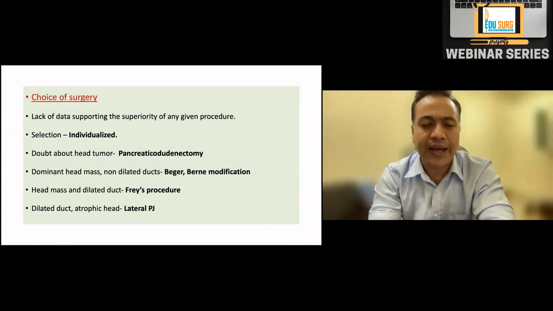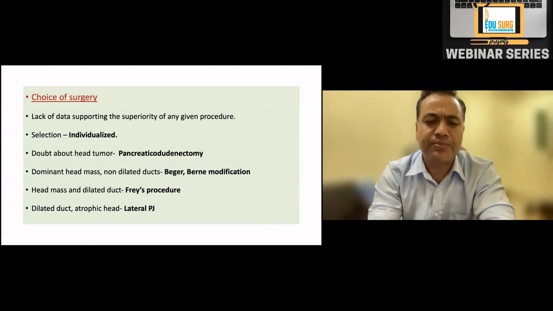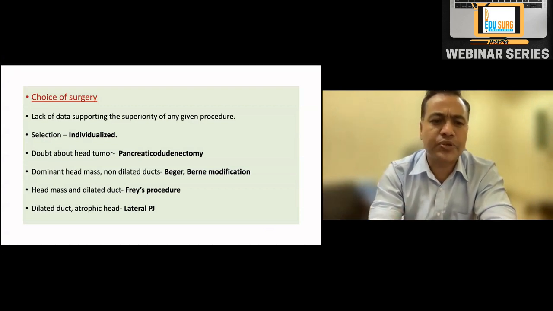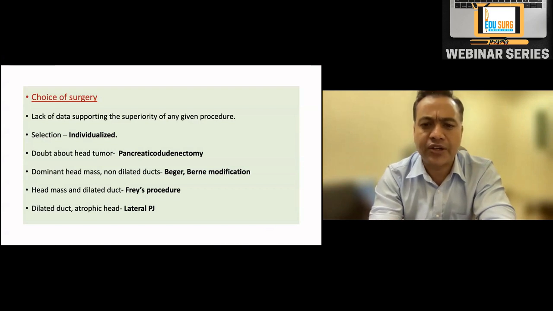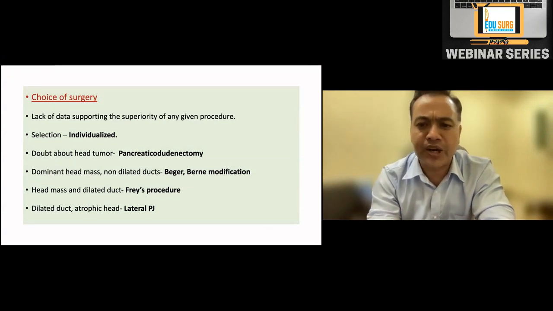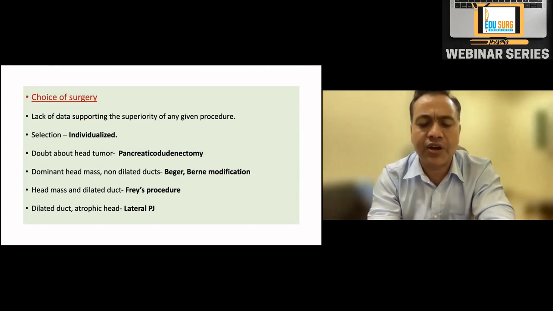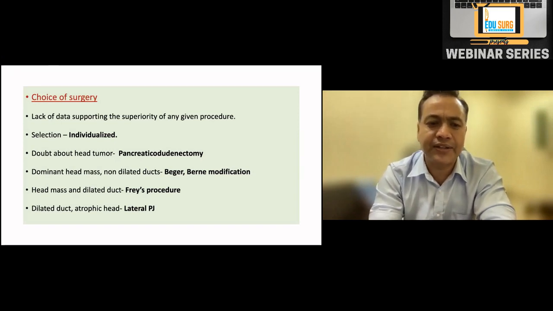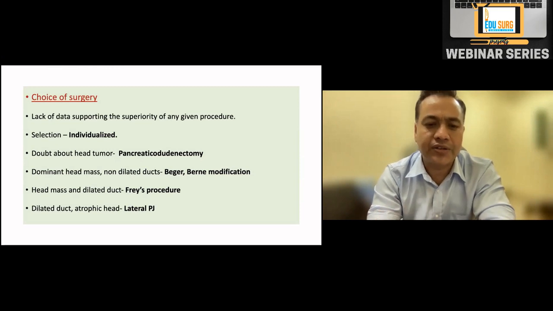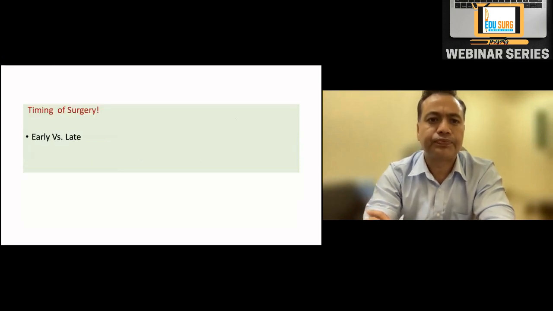So the selection of the surgical procedure has to be very much individualized. If a patient has any doubt of tumor in the head, then probably the pancreaticoduodenectomy would be the best option. Patients with a dominant head mass but non-dilated ducts, the Beger or Bern modification could be offered. Patients with a head mass with a very much dilated duct, the Frey procedure might be ideal. And when there is a dilated duct and the head is atrophic, probably lateral pancreaticojejunostomy might be enough.